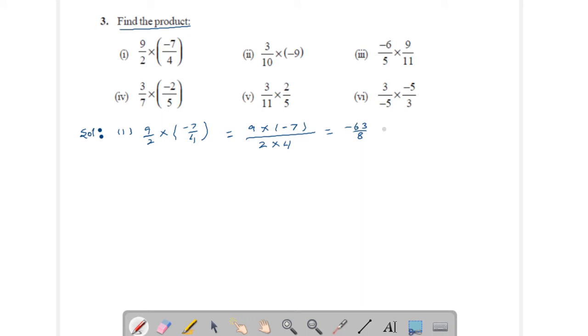And in mixed fraction, you can write it as minus 7 upon 8. This is your answer. Now come to second part. 3 upon 10 into minus 9. Here there is no denominator. You can write it as 1.